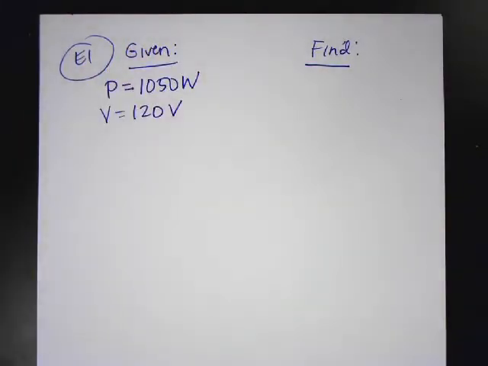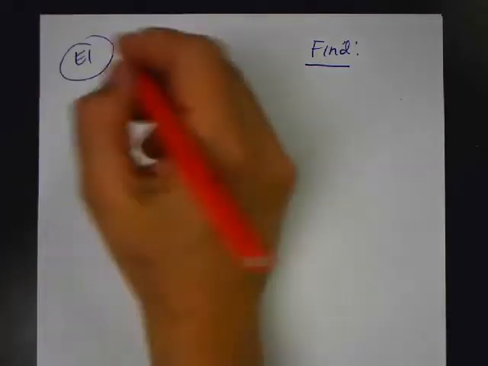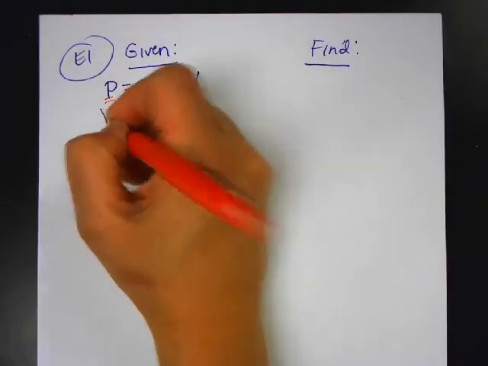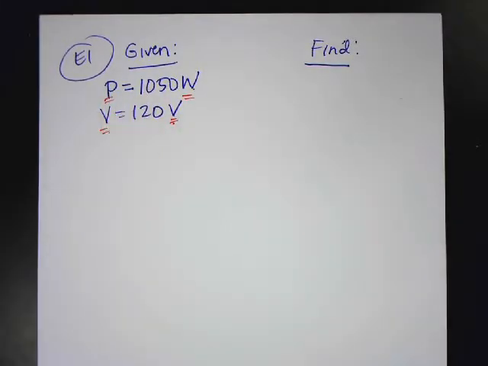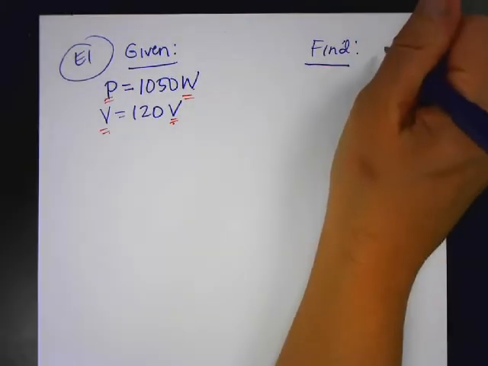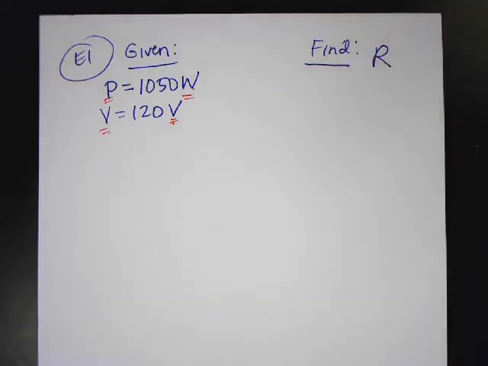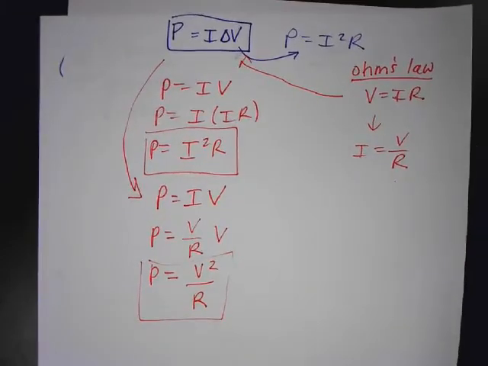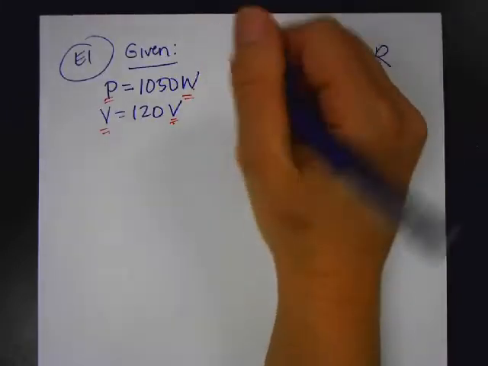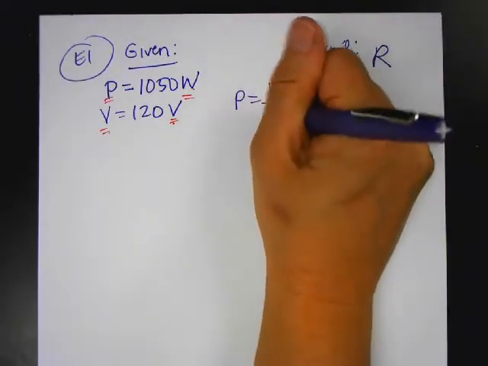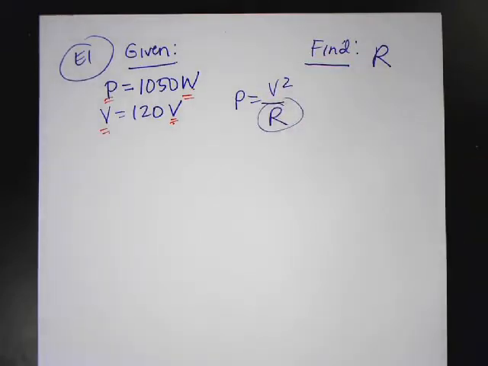So remember, one of the things you need to do is you need to know the units for each thing. So let's say you're not sure what something is. You'd say, oh, watts is power, volts is going to be the potential difference. And now it says, what is the resistance? So I want to find R. So now I'm going to look at my power equations here and say which one has P, V, and R. So that's going to be the last one. Okay. So I'm going to say P is equal to V squared over R, and I want to solve for R.